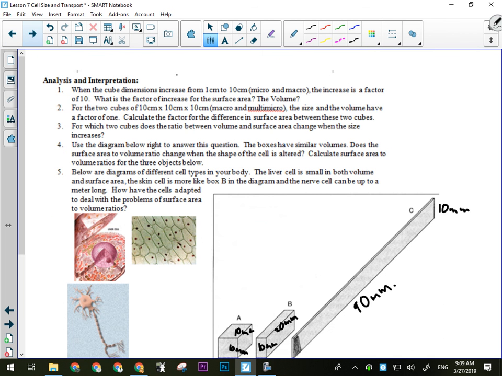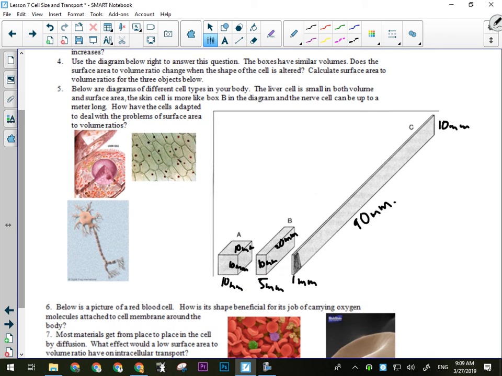Question number 4 is asking you to calculate the surface area to volume ratios of these 3 shapes. I've put the dimensions on here for you. They're not in yours, but they're on here, so you'll have to copy them. Now, they're not cubes. Well, A is. It doesn't look like a cube, but it is. B is obviously not. It's 10 by 5 by 20. And C is obviously not. It's 1 millimeter by 90 by 10.